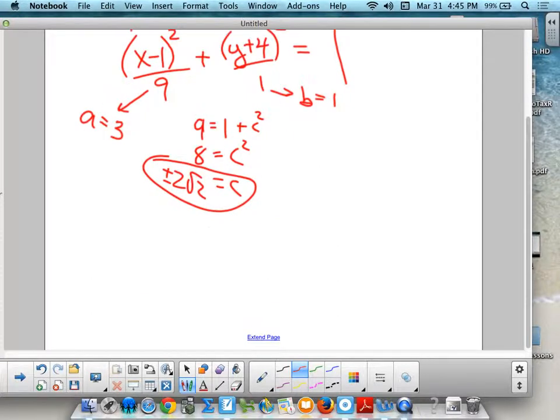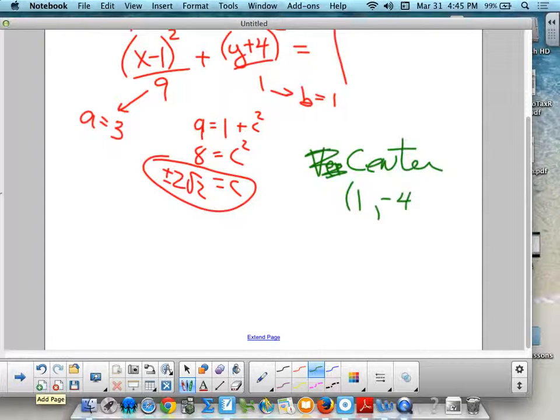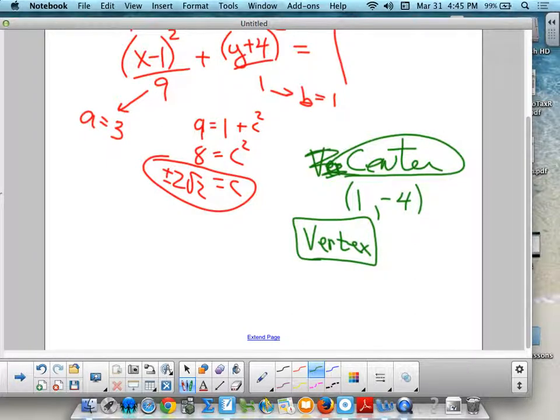So, looking at this, I would have to say the center is 1 comma negative 4. That's the center. Let's see here, what else? We've got the vertex. The vertex is 3, and because it's a horizontal, well, I got to sketch this anyways. I better do that. 1, negative 4.